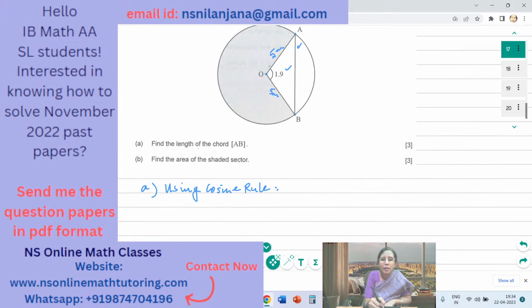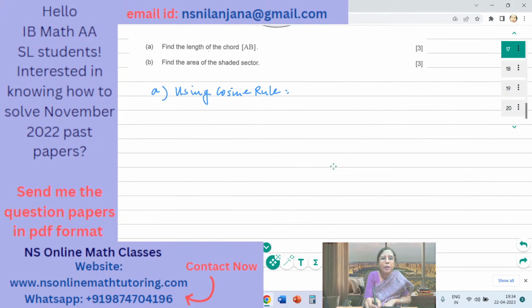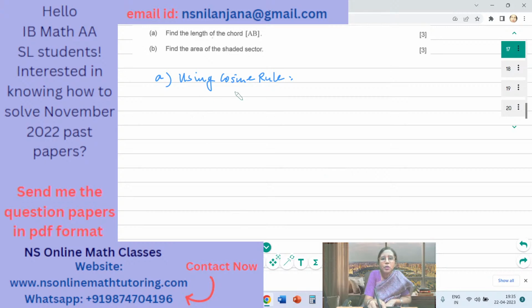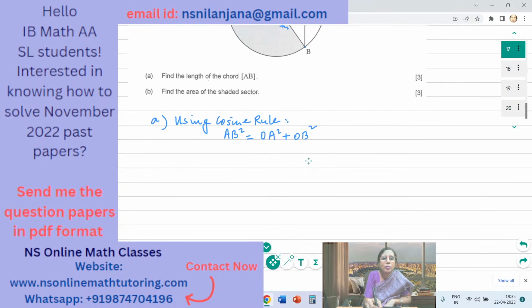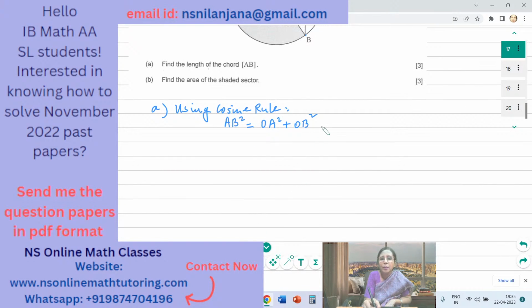The length of AB has to be found. The angle opposite to the side AB is this angle AOB, which is 1.9 radians, and the radius of the circle is 5 meters. So we will write AB square equals OA square plus OB square, the center is O, let's check once more, yes, OA square plus OB square minus 2 times OA times OB times cos angle AOB.